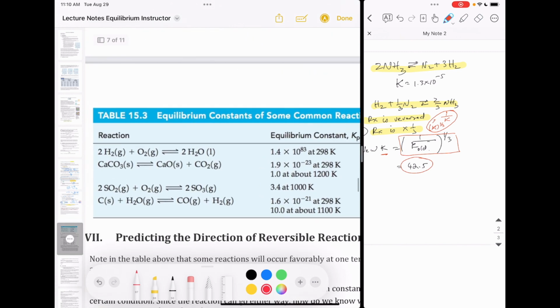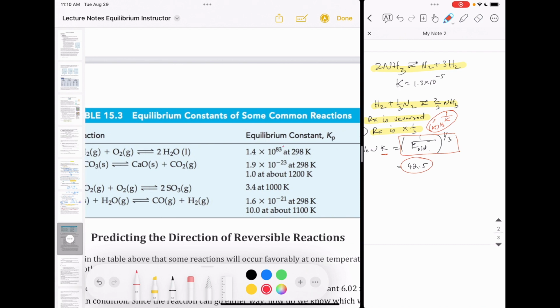Here are just some examples of these values, to give you a little bit of a feel for how wide the range of K values could be. So you have reactions where the K is 10 to the 83rd. You can see that that pretty much is an irreversible reaction, right? If you have a K value that large, pretty much that means that at equilibrium, all you'll see is just product.